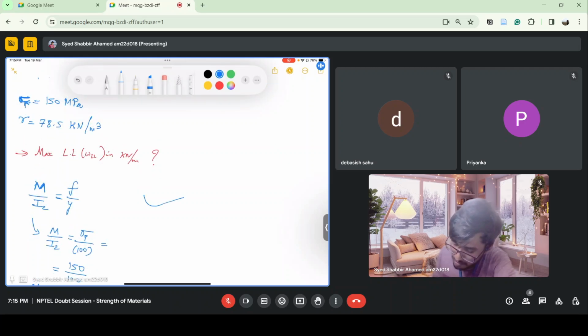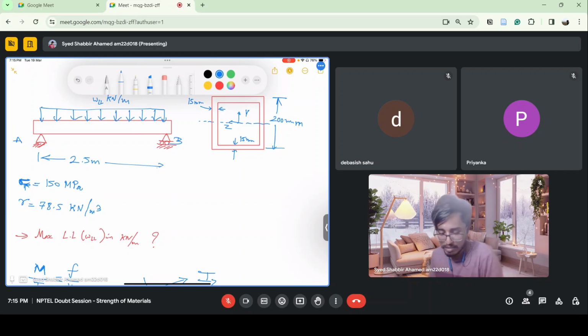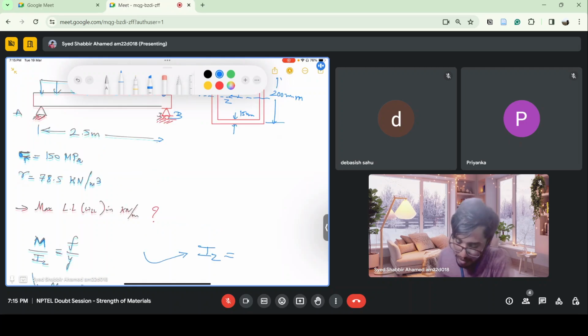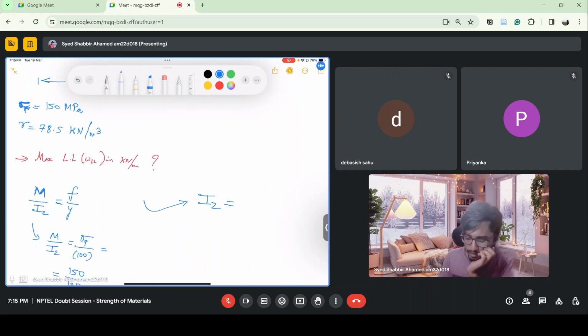So what is Iz here? We have to calculate Iz for this box section. The dimensions are given. So I'll take the moment of inertia of the rectangle for the outer dimensions, and the moment of inertia for the inner rectangle, and subtract it from the outer rectangle. Then I can get the moment of inertia.